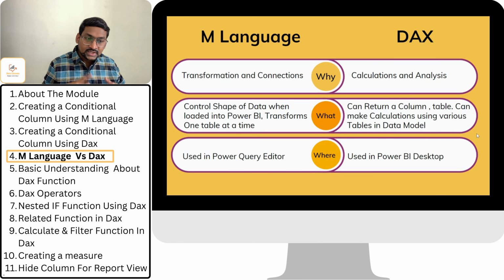While the DAX language can return a column, it can return a table also, and we can make calculations using various tables that are available in the data model. Right? So this is the basic difference between the M language and DAX.